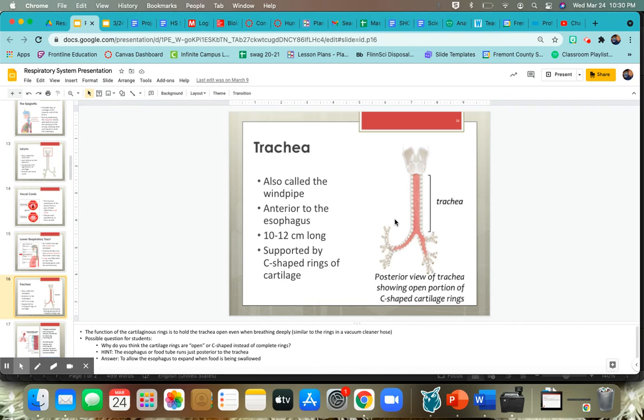Think about why they're C-shaped instead of total rings. Well, you have the esophagus, which food travels down, running just behind the trachea. So what happens if there's a little bit of room here? When we swallow and push food down the esophagus, if this was just rigid cartilage, the esophagus couldn't expand to hold the food. But since there's a little bit of room and it can push into that space because these rings are just C-shaped, when we swallow, our esophagus can expand and touch our trachea.